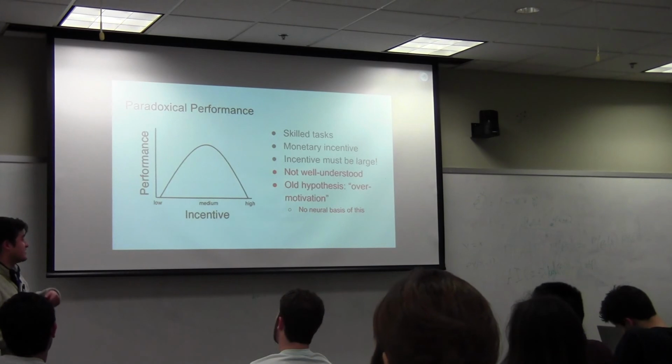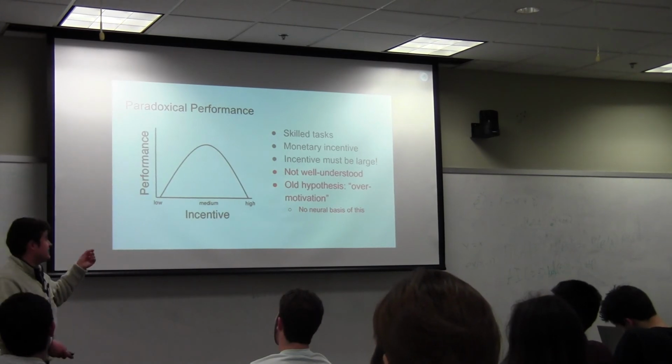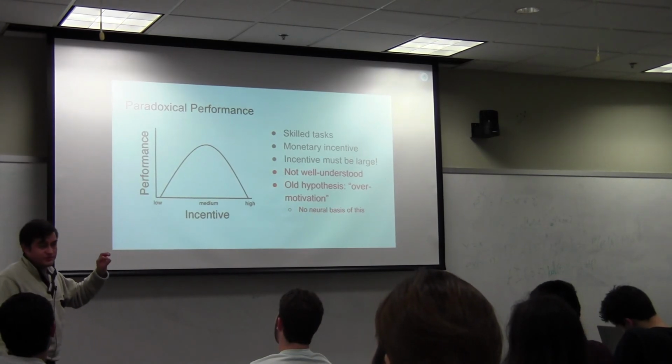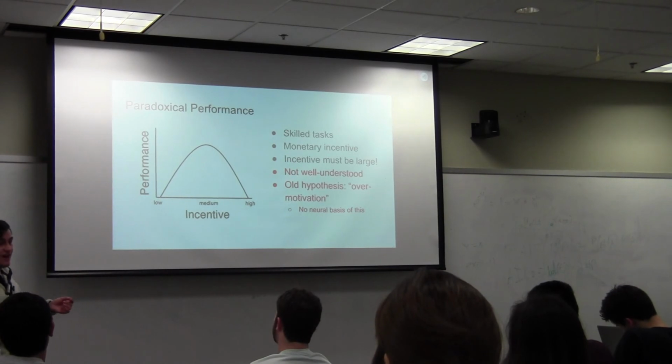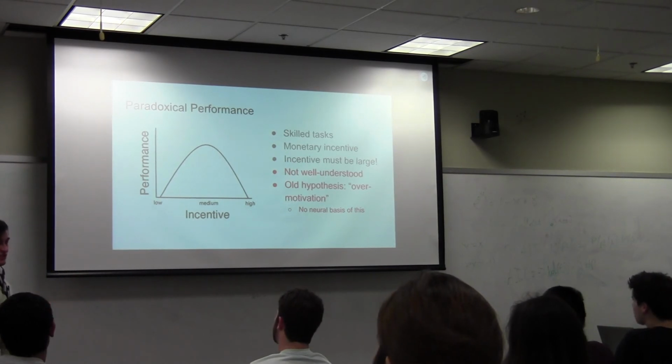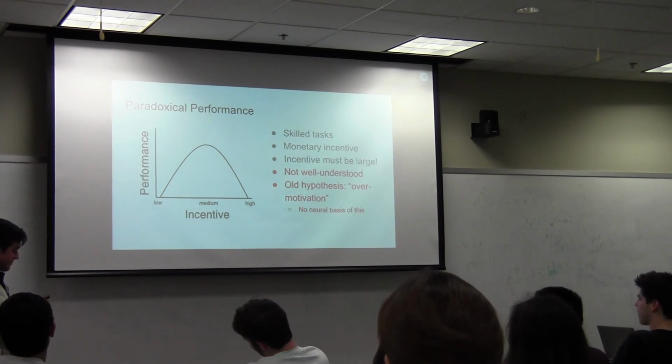And then he said basically, it's not well understood. The old hypothesis people were using was something called overmotivation. Nobody really knows what that means. There's no neural basis for it. It's kind of like a hand-wavy explanation of why this happens.